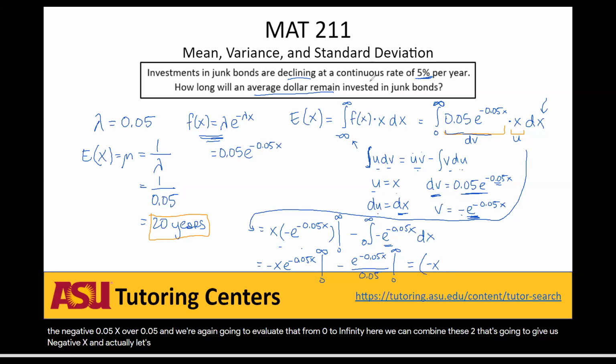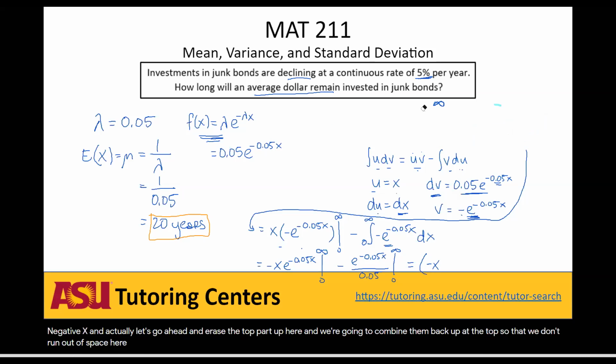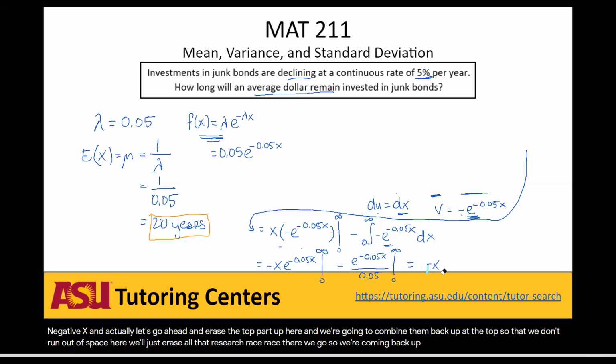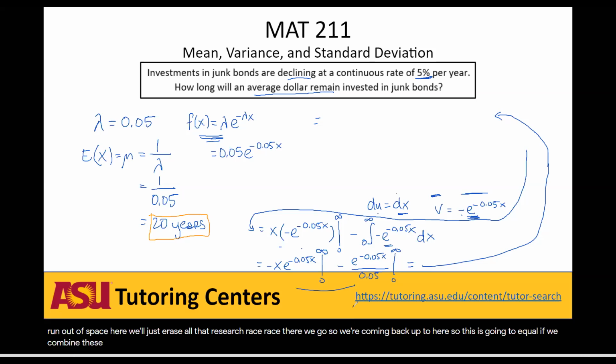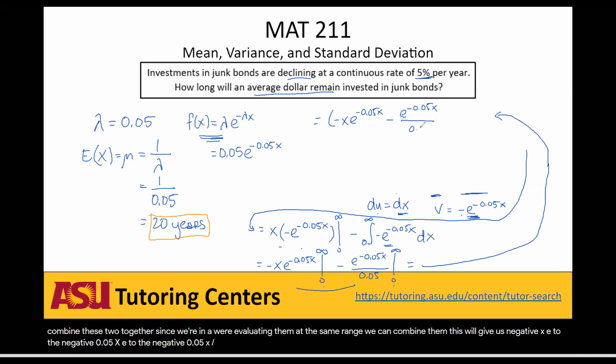And actually, let's go ahead and erase the top part up here, and we're going to combine them back up at the top so that we don't run out of space. We'll just erase all that. There we go. So if we combine these two together, since we're evaluating them at the same range, we can combine them. This will give us negative x e to the negative 0.05x minus e to the negative 0.05x over 0.05. And that's from 0 to infinity.